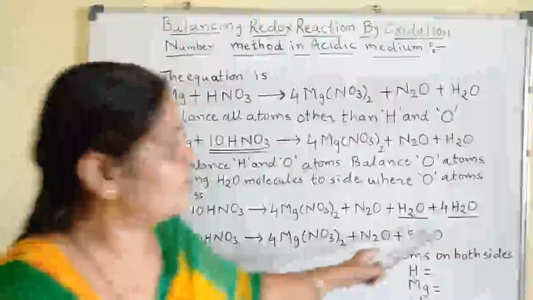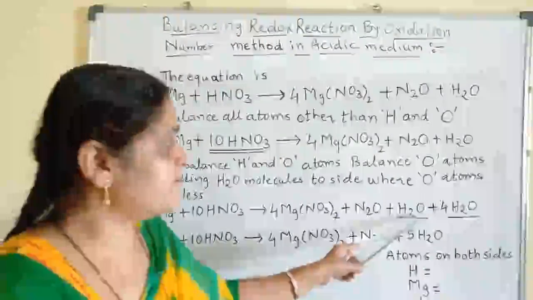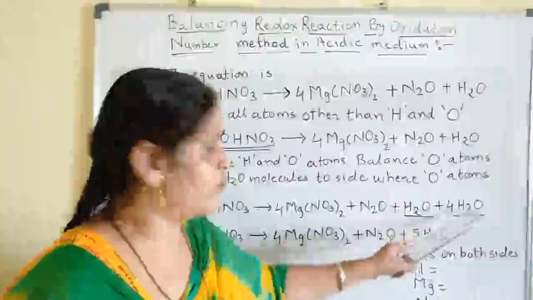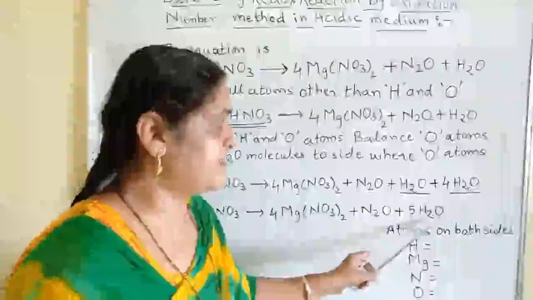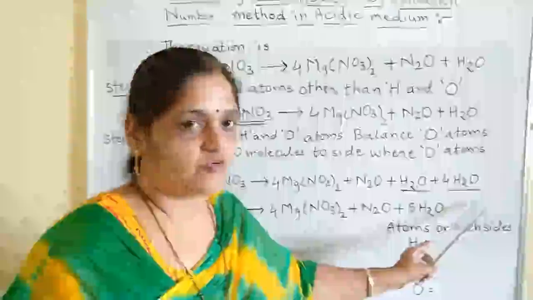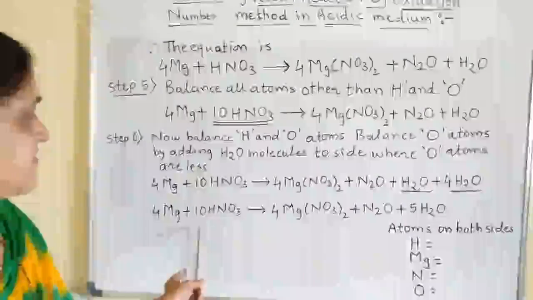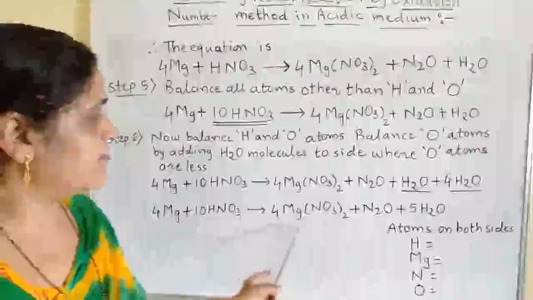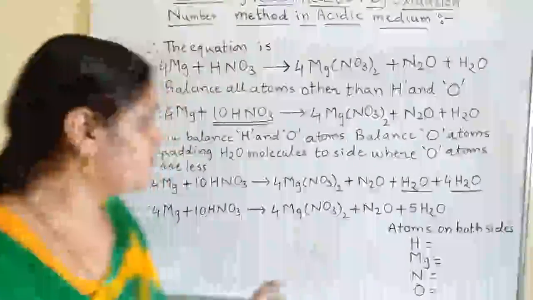So in this equation I have added 4 water molecules on the right hand side. Thus this 1 water molecule plus these 4 water molecules is equal to 5 water molecules. In this way I have made the change in the equation, and now our equation becomes 4 Mg plus 10 HNO3 gives 4 Mg(NO3)2 plus N2O plus 5 H2O.